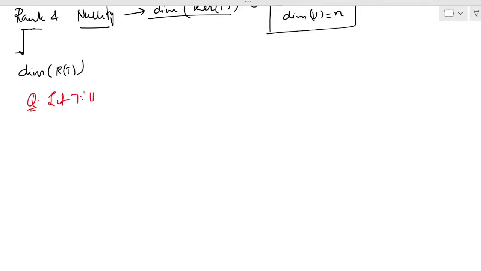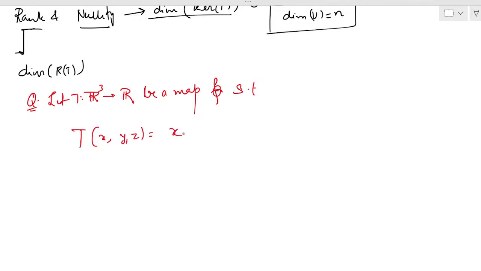The question says, let T be a transformation, or a map, from R cube to R such that T of x, y, z is going to write x plus y plus z. So after all, what is happening? You are giving three different real values, that is from R cube you are getting an input, and the output you are getting is in R, one single output.